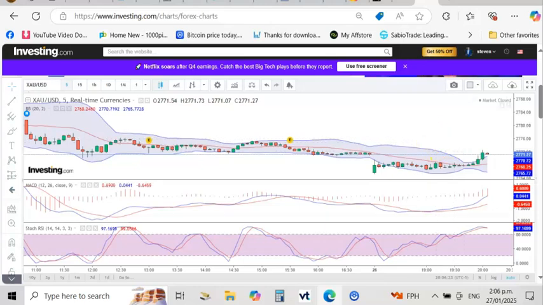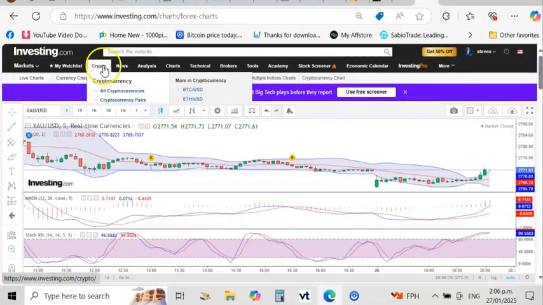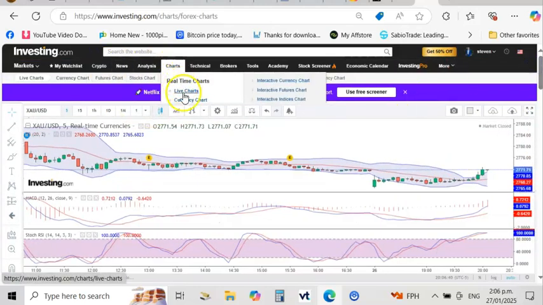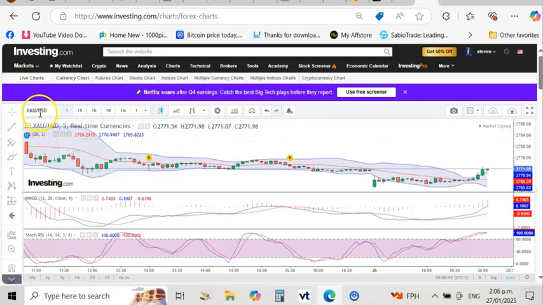Let me bring up the chart. Click on charts, live charts, then change this code to XAU, if you're using gold. Of course, you can use any product, forex, or stocks if you wish, entirely up to you. But I'm using gold at the moment, and this is what gold is doing at this point in time.